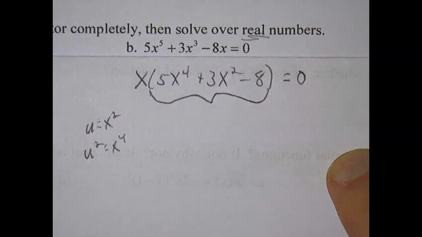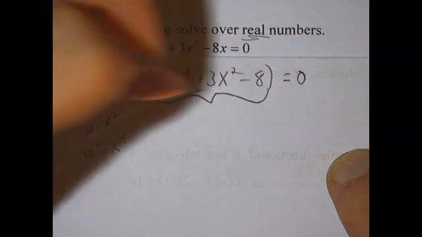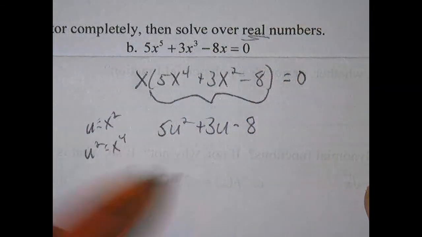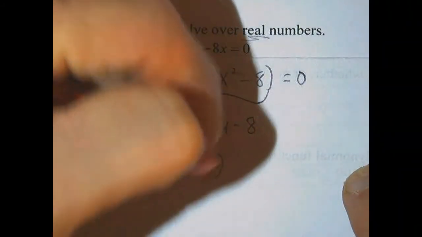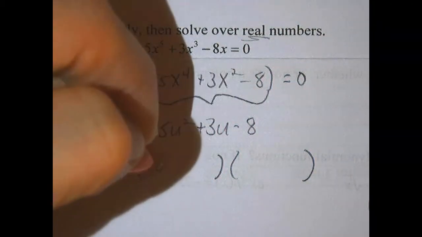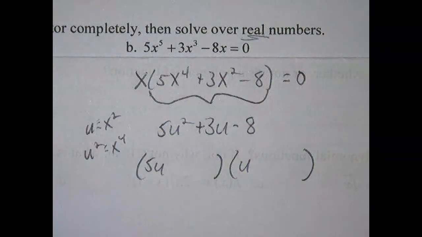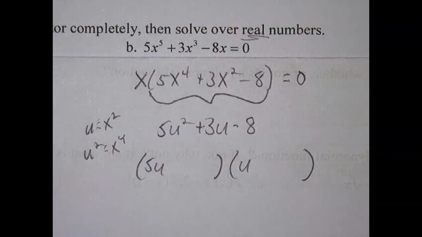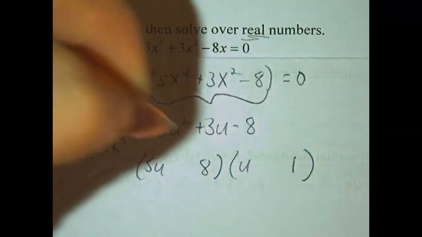So I have 5u squared plus 3u minus 8. I'm going to factor that by guess and check because the first term is prime, so I know that there's a 5u and a u. That's the only possibility, and I want a positive 3 and a negative 8, so I'm going to put an 8 and a 1 here. If I put the 8 here, I get a 40, so I'll put the 8 here, and I want the 8 to be positive and that to be negative.